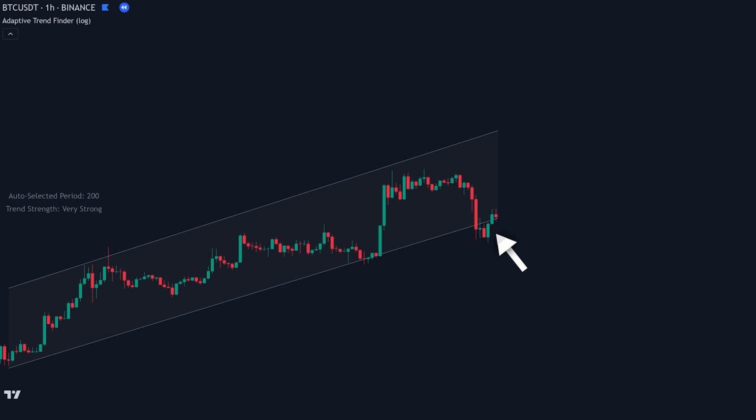However, we can see a fake out below the trend line, where the price briefly moved below the channel before quickly closing back inside, indicating a false breakdown. The best entry point is after the fake out, when the price closes back inside the channel. The trend strength is labeled as very strong, giving further confidence in the continuation of the upward trend.